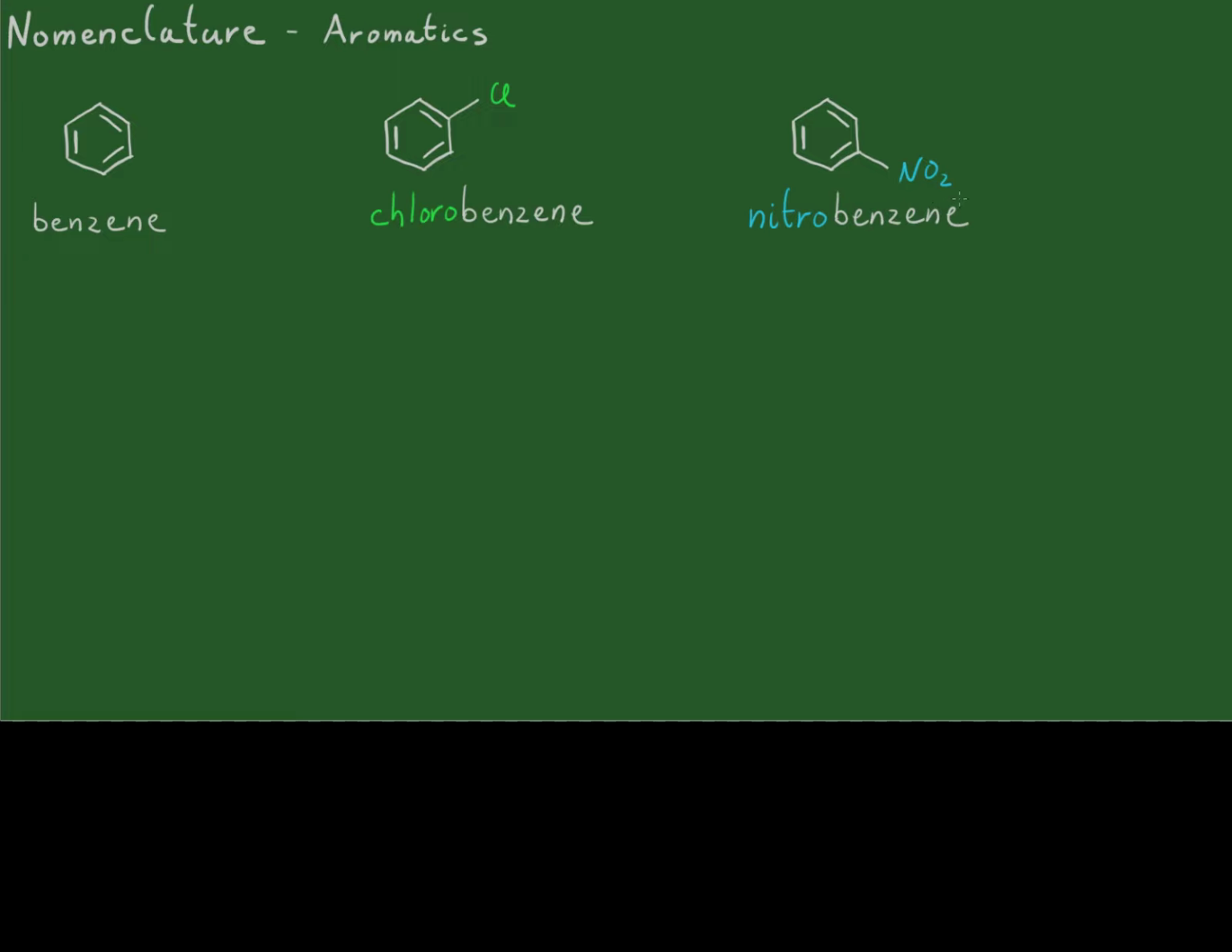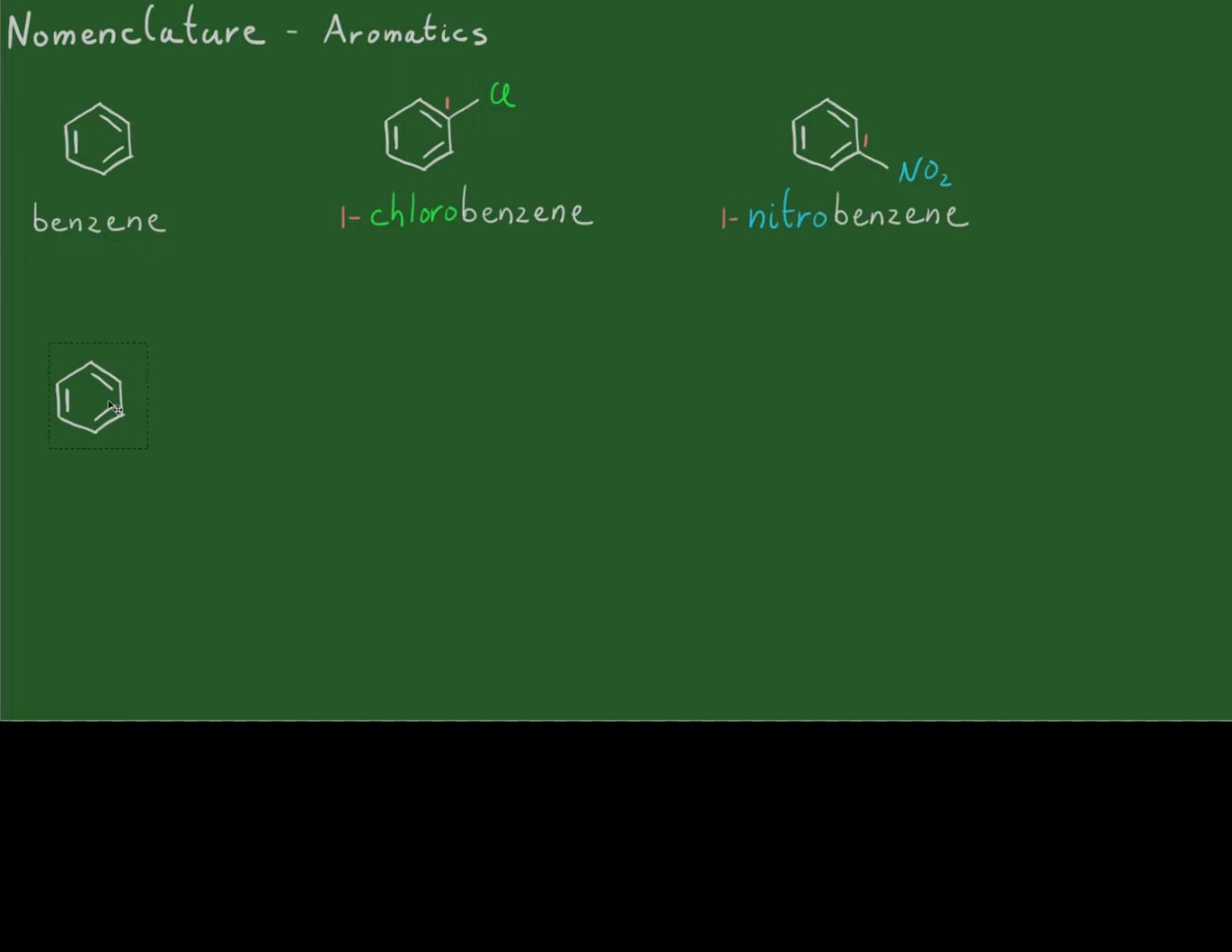Note that there is no need to number the carbons when we have a single substituent group, because the assumption is that the carbon that carries the substituent group automatically gets number 1. So yes, we could call this 1-nitrobenzene and we could call this 1-chlorobenzene, but the 1 is not necessary. The numbering, however, starts to play a role once we have 2 or more substituents. So let's look at a few of those.